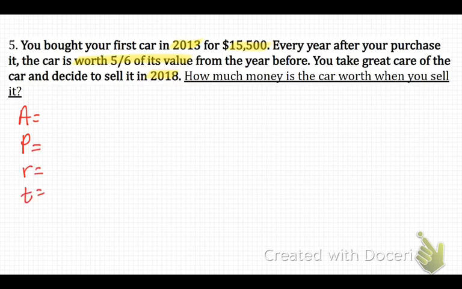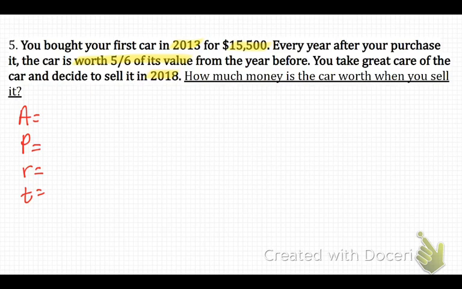I have A equals, P equals, R, and T. I want to talk about R first because that's the part that I was talking about. Okay, if I was saying the car loses 5/6 of its value, I would do 1 minus 5/6. If I said the car gains or earns 5/6 of its value, I would do 1 plus 5/6. But what does this say? It is worth 5/6 of its value. So that number just gets plugged into the parentheses, okay? Another way of saying worth 5/6 is loses 1/6 of its value, okay?